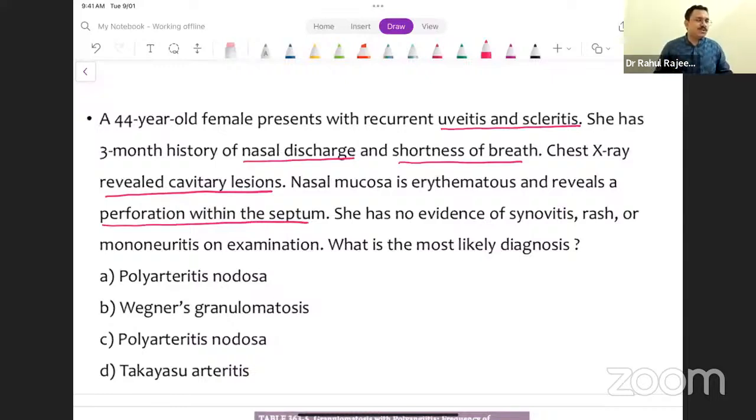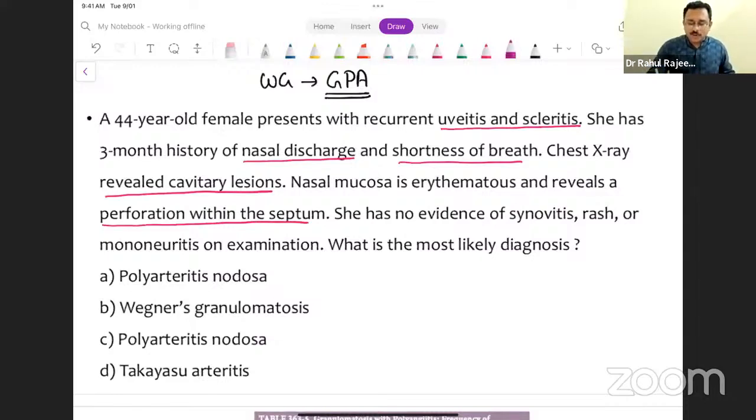Mohammed Rizwan, Deebu Jacob, Joshua George, can you tell me which is that one? It is Wegener's granulomatosis. And what is the new name of Wegener's granulomatosis? Granulomatosis with polyangiitis. Because sometimes they may not have Wegener's in the option, they might give granulomatosis with polyangiitis. There is no evidence of any sort of synovitis, rash, or mononeuritis. What is the likely diagnosis?